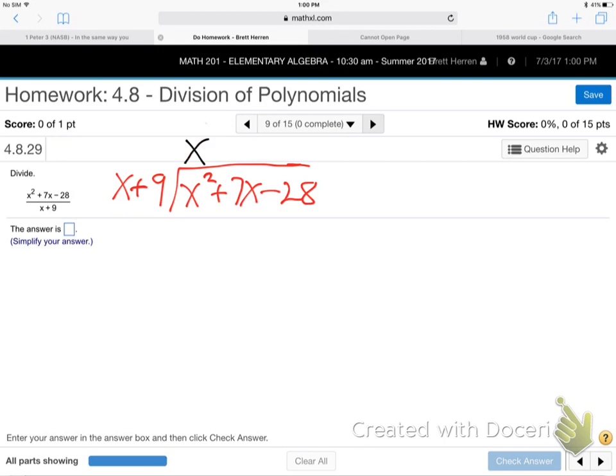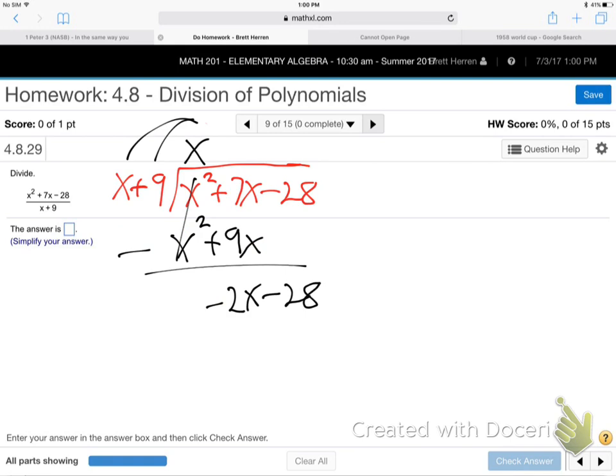So x goes first, right? And then you multiply both those. You get x squared plus 9x, and then you subtract. Gone, and 7x minus 9x is minus 2x. Bring down the minus 28. Good for the first step? Is that okay? So take the next step. Any questions on that one?